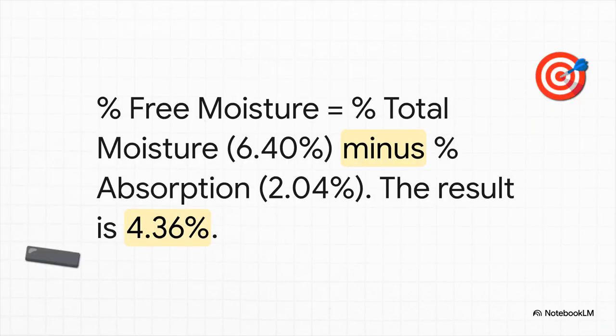Easy enough, right? And now we get to the magic number. This is where it all comes together. We simply take the total moisture we just measured, that's 6.40%, and we subtract the known absorption percentage we figured out earlier, and the result is our free moisture. In this case, it's 4.36%. That is the exact percentage of excess water that we need to account for in our mix.